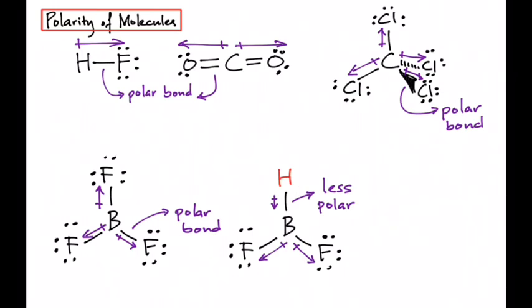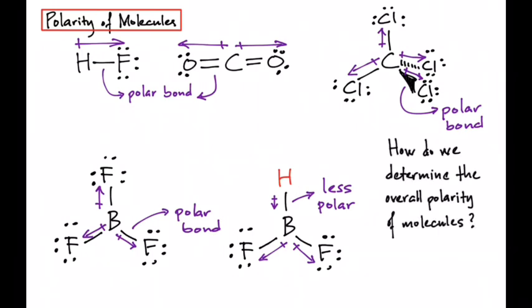polar molecule. So again, how do we determine the overall polarity of molecules? Well, you have to look at the polar vectors and add them all together to get the resultant vector. So if the resultant vector is equal to 0, then that molecule is going to be nonpolar. But if the resultant vector is non-zero, then that molecule is going to be polar.